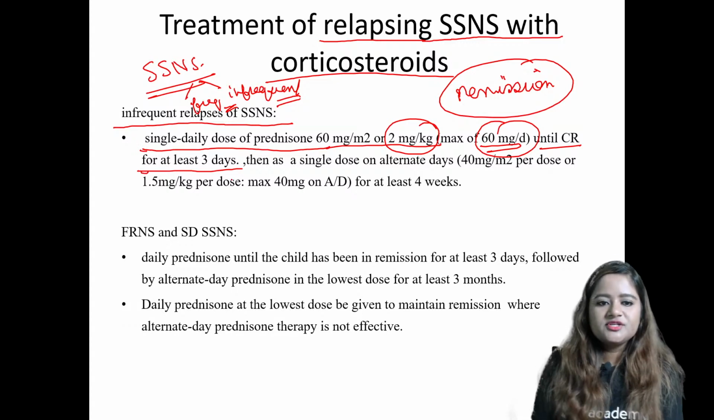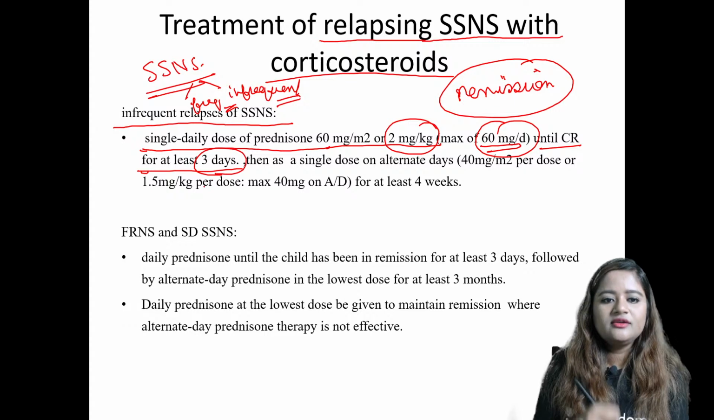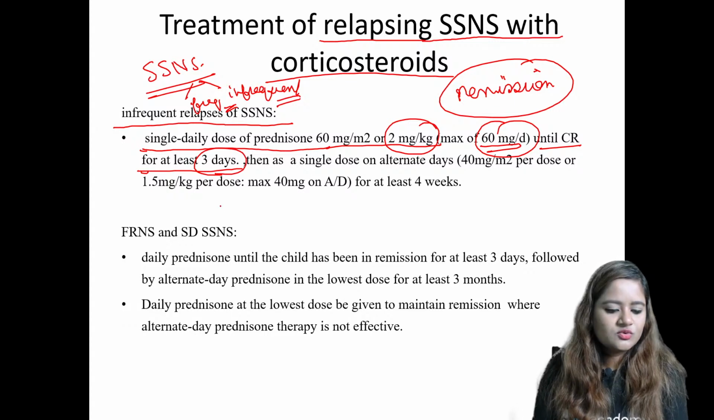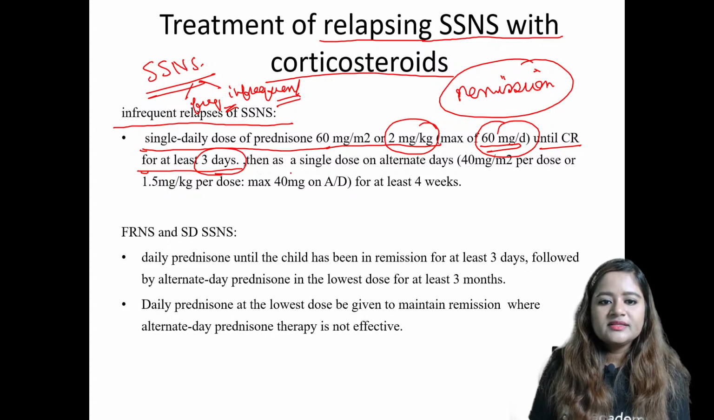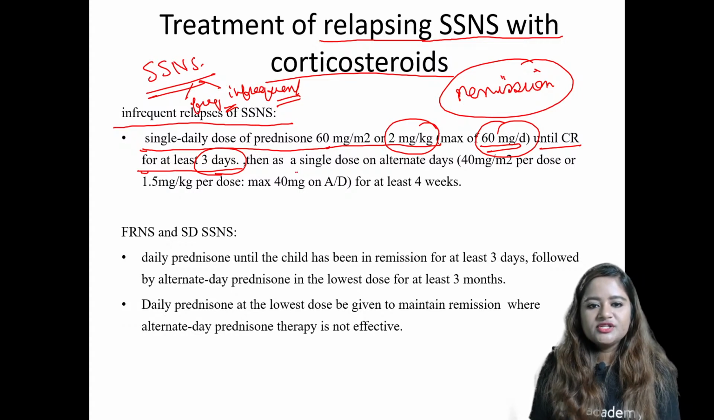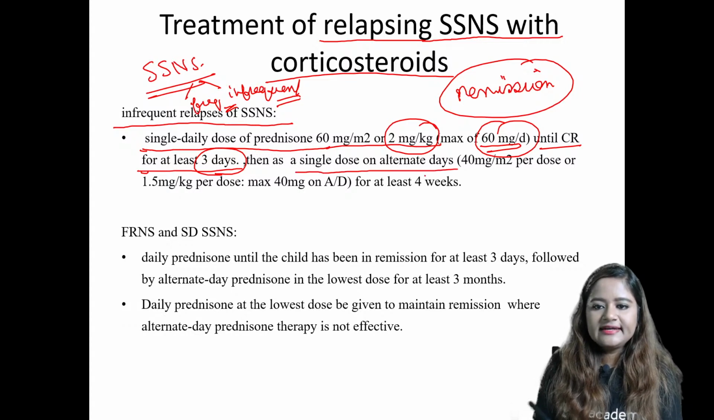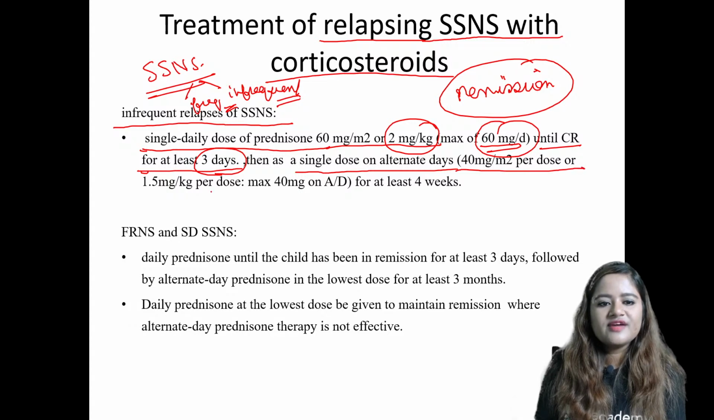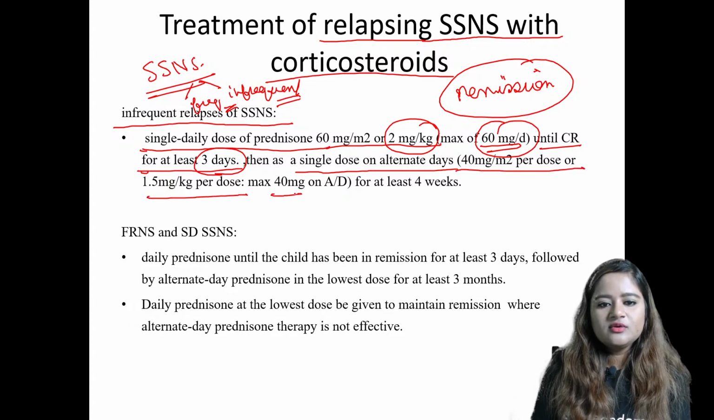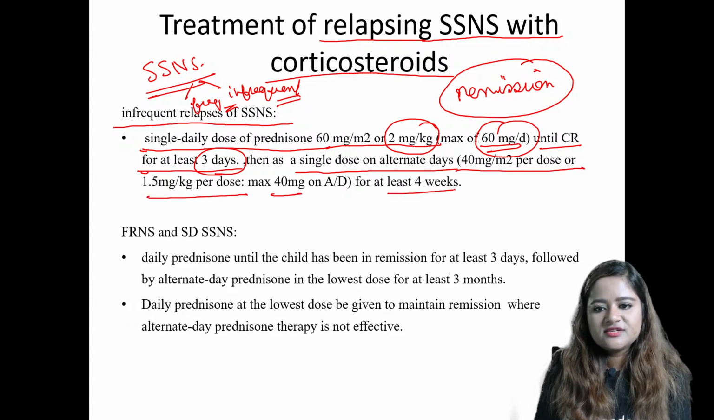So until complete remission is attained for 3 consecutive days, you have to continue giving this dose of steroid. Then once this target is attained, you can shift on to a single dose of alternate day steroid, again at the dose of 1.5 mg per kg, limiting dose being 40 mg, for at least 4 weeks.